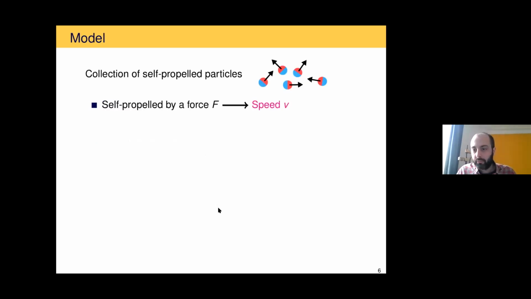So to be concrete, let me say precisely what kind of particle, what model I'm considering. So I have collections of active particles, and each one is self-propelled. That is, there is a force that's applied on it, and we take a force F with a constant magnitude. And in the medium, we assume that there is dissipation. So either it's moving in a fluid or there is friction with a substrate. So the force just translates into a speed v. So we take a constant speed v.